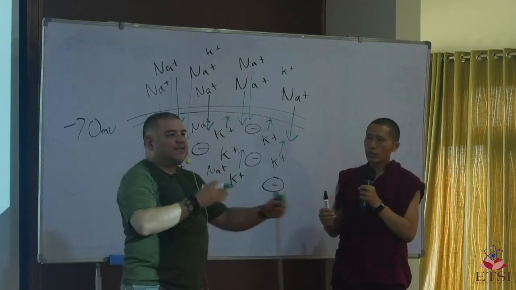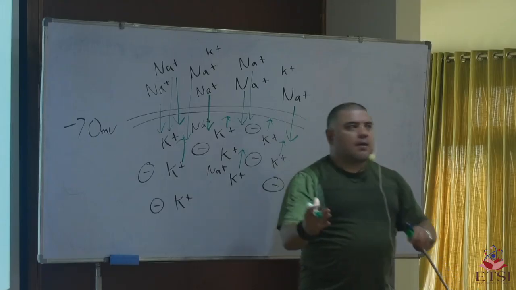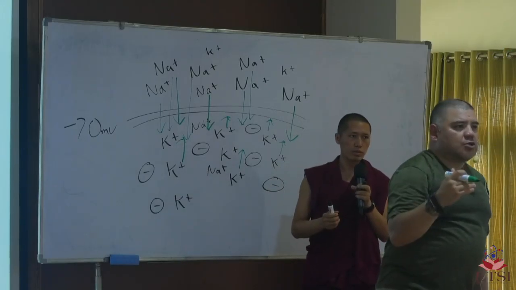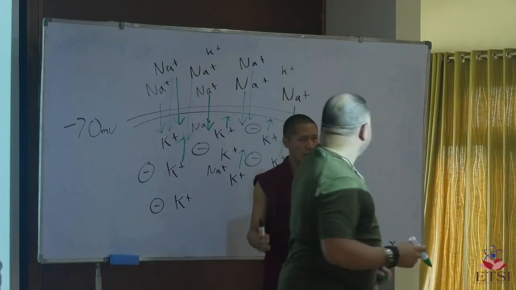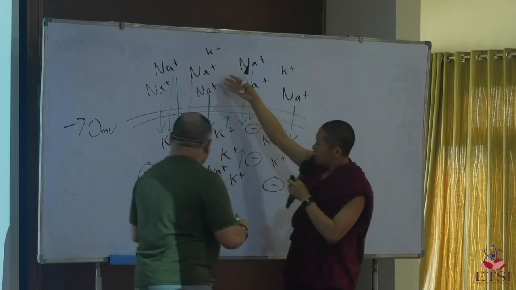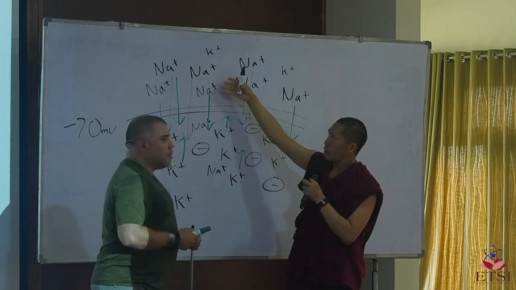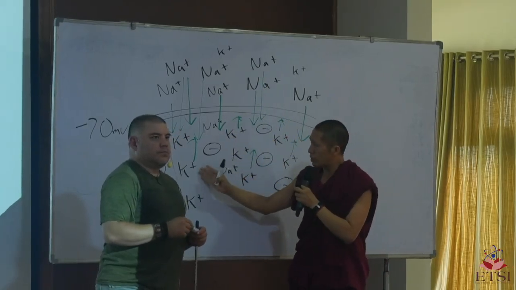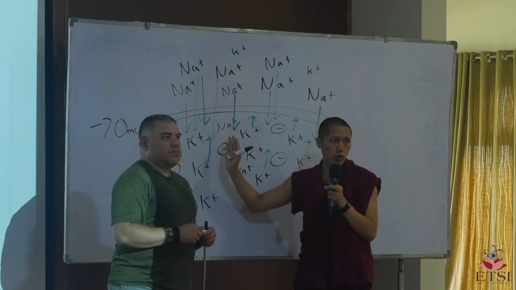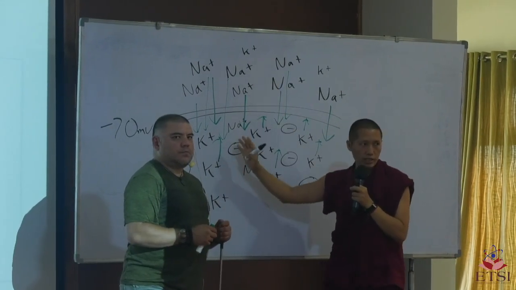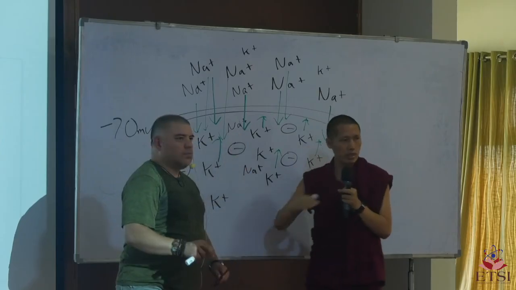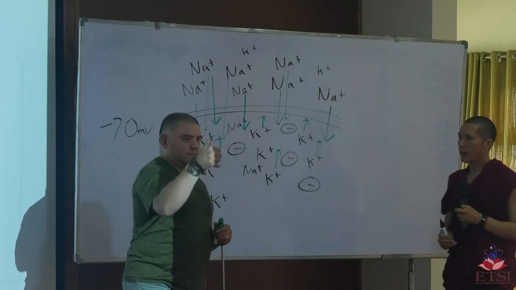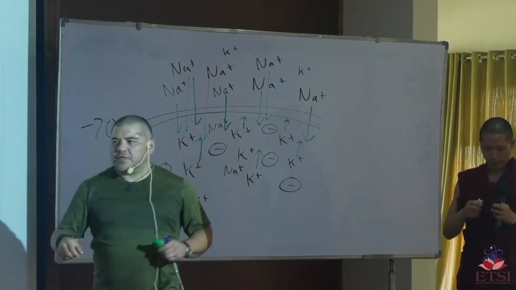And that's why we have this back and forward movement between the chemical gradient and the electric charge between sodium and potassium. Excellent.